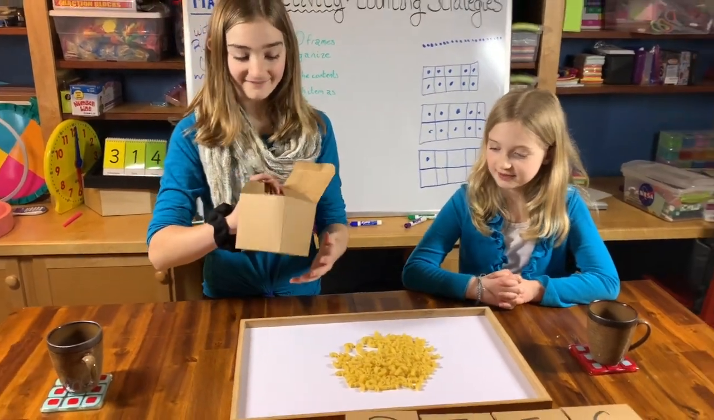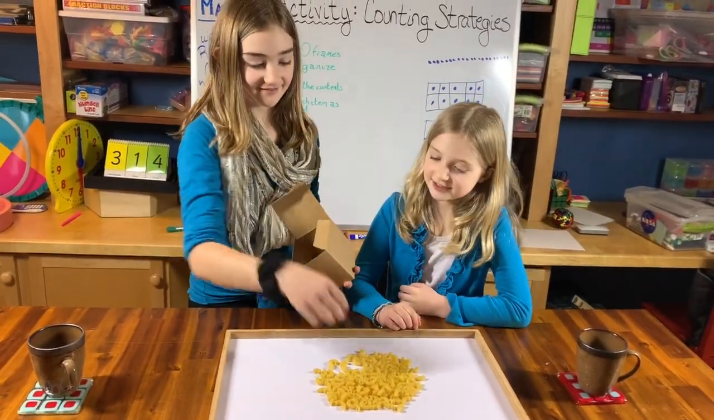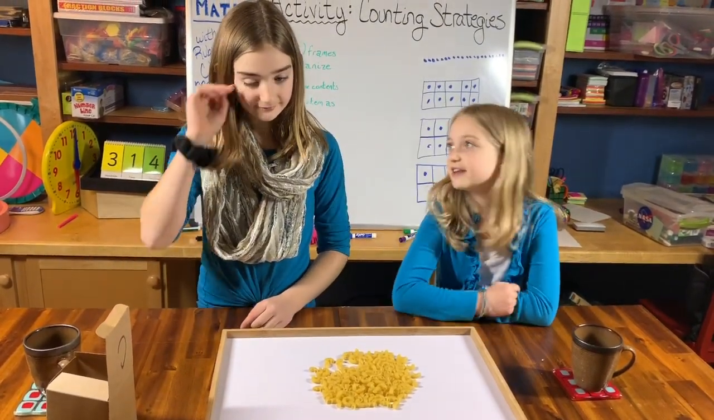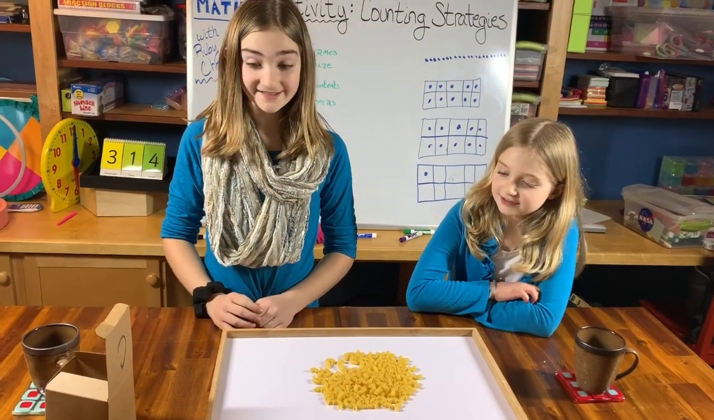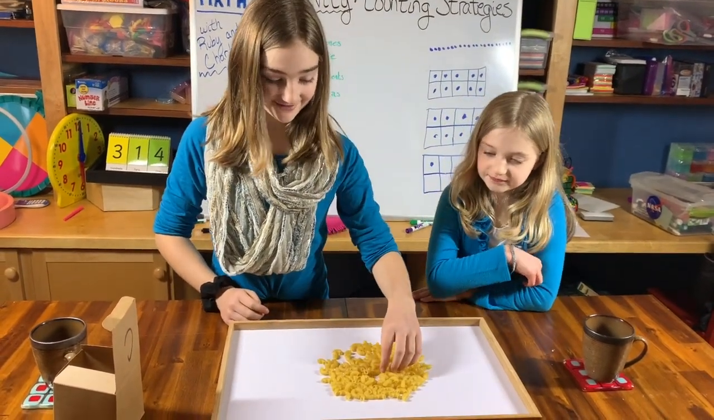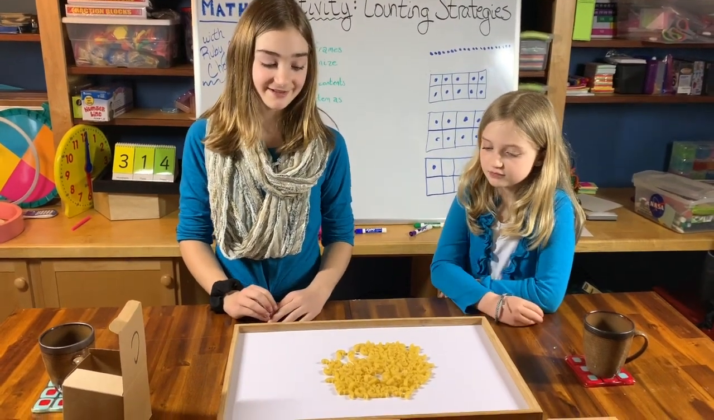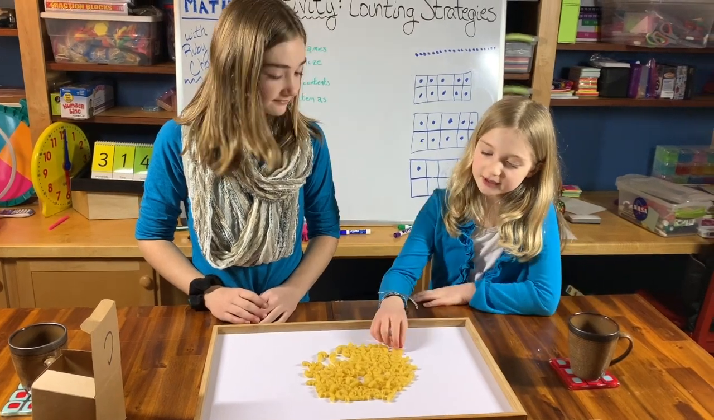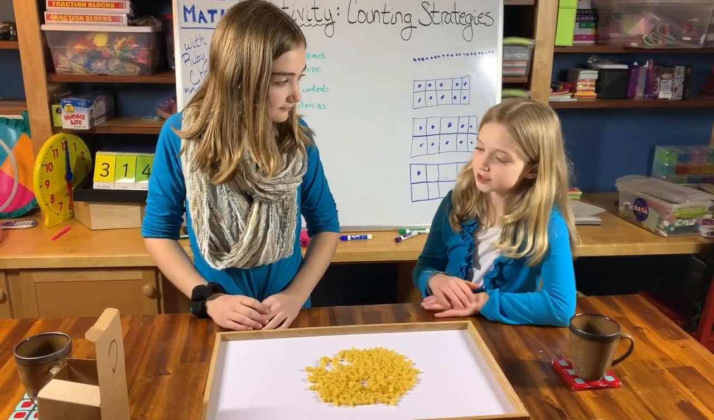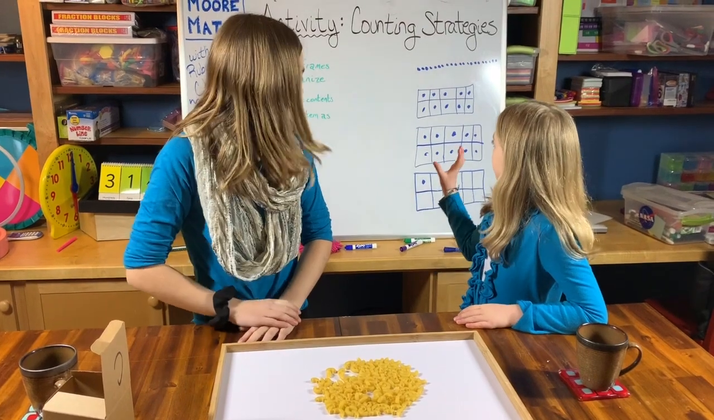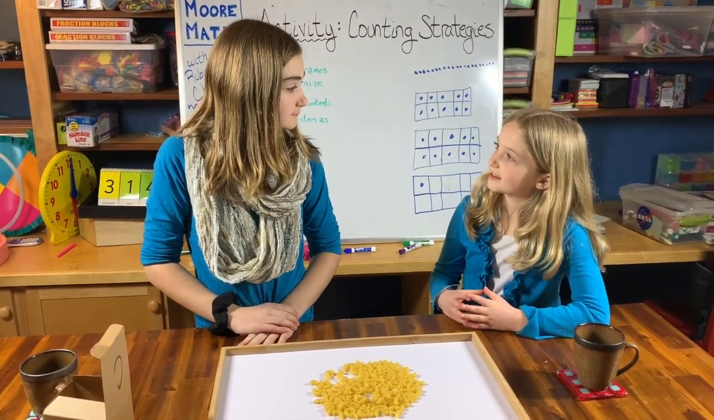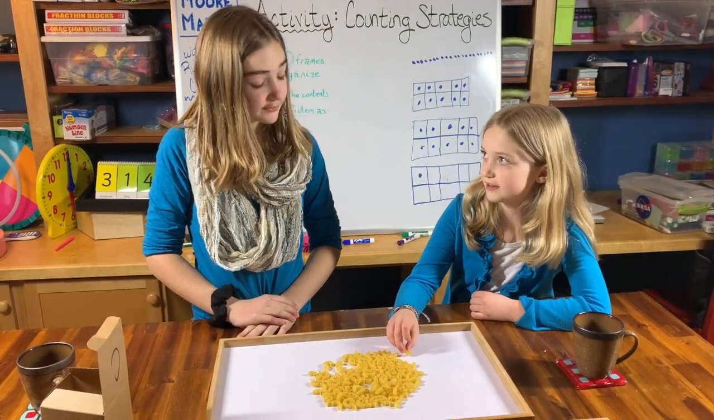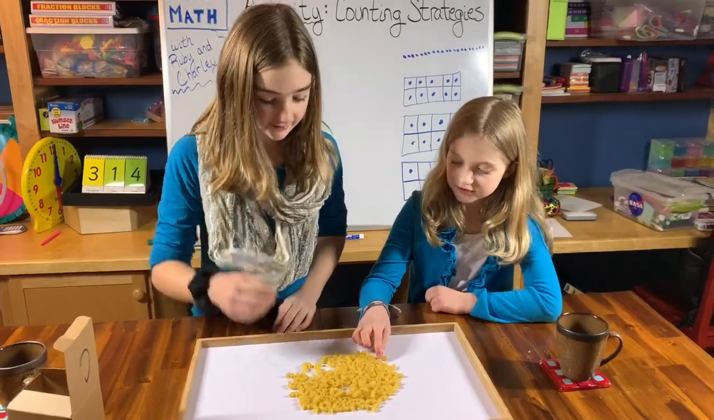Whoa. Wow. Oops. Still some more. Okay. We have little macaroni. Wow, this is a lot of macaroni. I don't think I can count these by putting them in a line. I have a strategy. What is it? We can put them in tens. We don't have to put them in ten frames. But we can put them in groups of 10. In groups of 10. Okay, I like that idea.